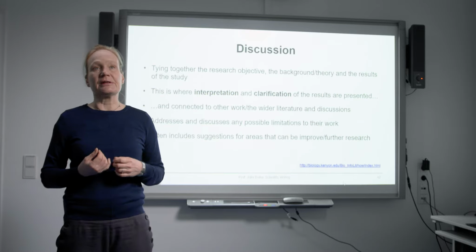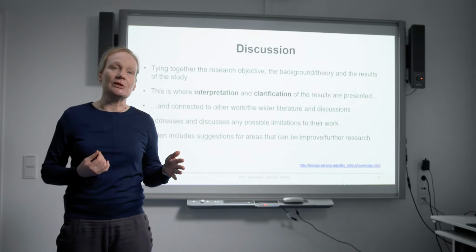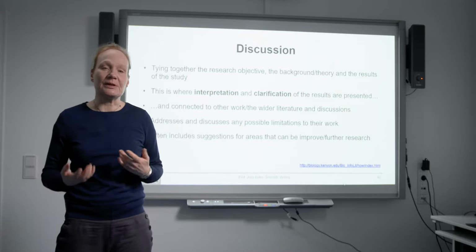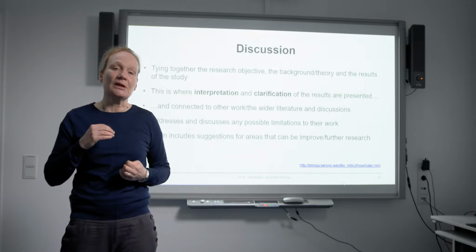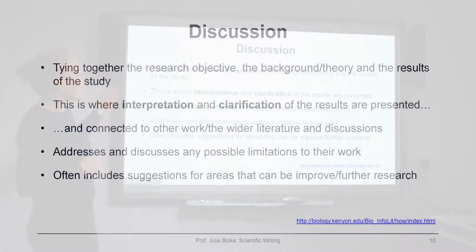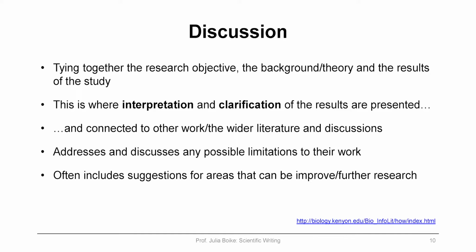I find it often hard to write, especially to separate between results and discussion. But if you follow the logical structure that I presented, it might help to separate exactly between how to report the results and how to write the discussion. The discussion is trying to weave together the objective, the background theory, and the results. This is where the interpretation and clarification of the results are presented, and it's connected to the wider literature and discussions, addresses and discusses any possible limitations to the work, and often includes suggestions for areas that can be improved or further research that needs to be done.